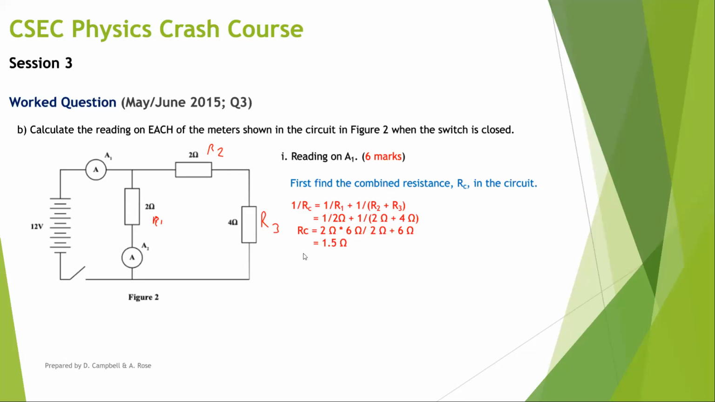All right. So we just substitute R1 is 2 ohms, so is R2, and R3 is 4 ohms. So when we go through and we add everything, we end up with a total reading of 1.5 ohms. So the entire circuit has an overall resistance of 1.5 ohms.